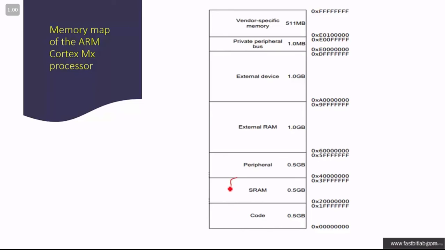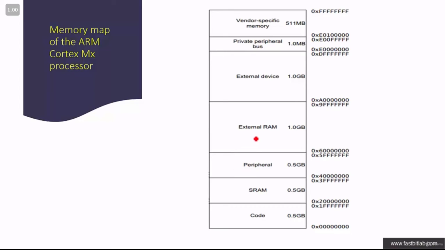In this memory region, the microcontroller vendor should connect the RAM. This region is for RAM. And the microcontroller vendor has to place all the peripheral registers in this region. It should start with 0x40000000.